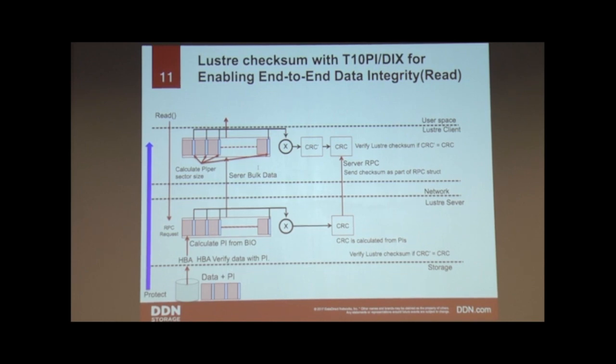So you can see we have the data under protection, the protection information going to the disk, the DIF. We are also sending the same information to the client, and they verify the data and the checksum on the client as well. So now this is how Lustre end-to-end integrity works with the T10-PI.